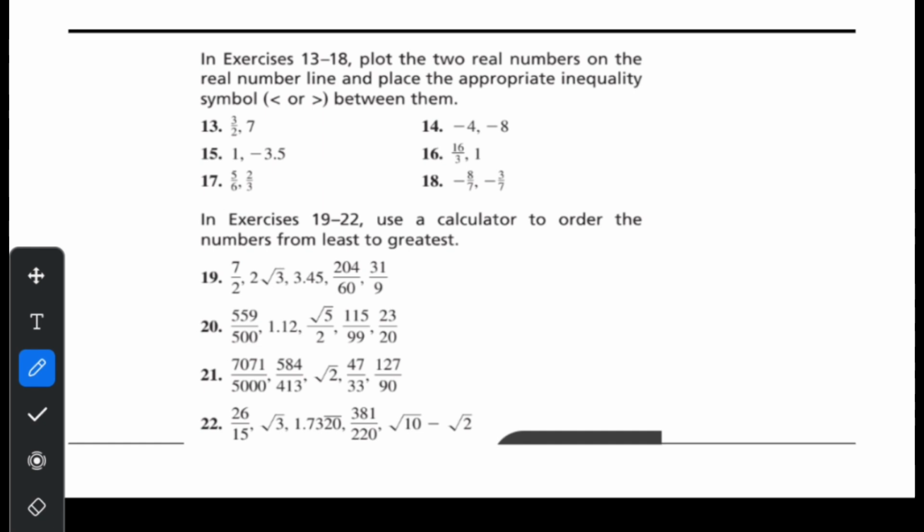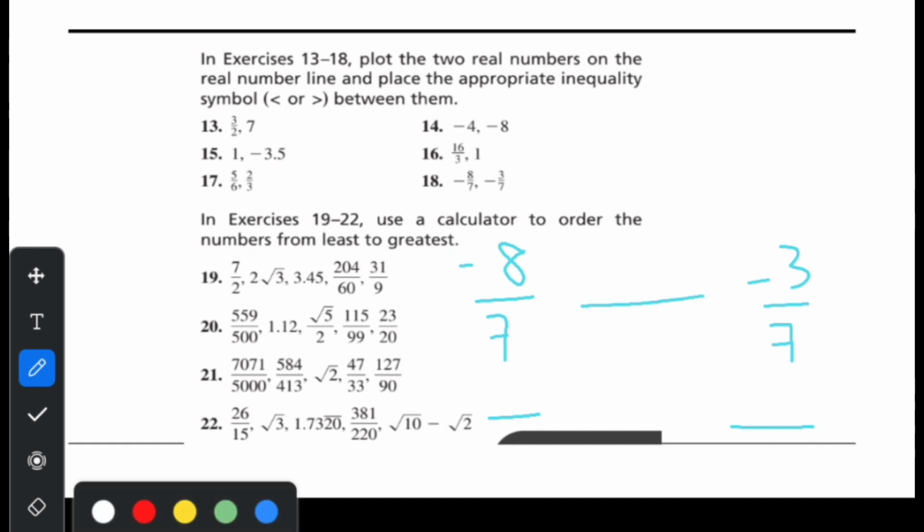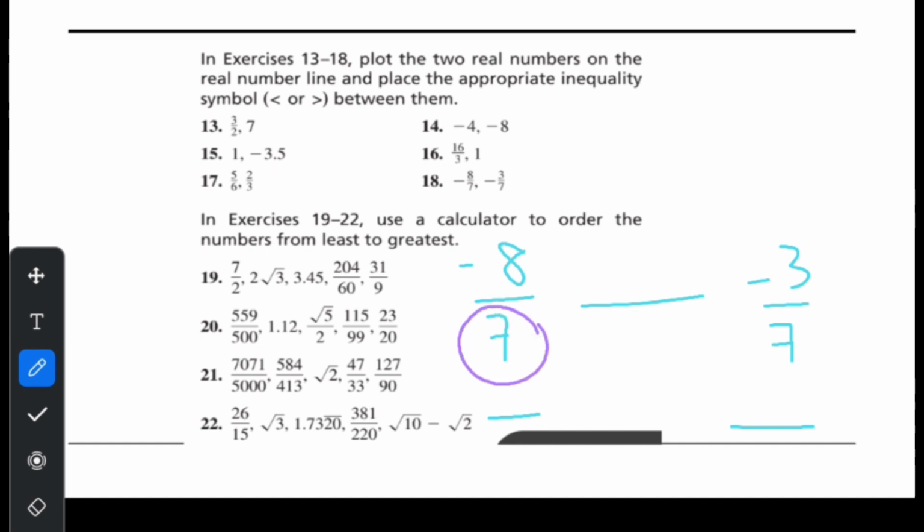Question number 18. Now in question number 18, both the values are fractions. So there are two ways to solve them. First is to convert them into decimal numbers so that you can find out which number is greater and which one is smaller. And the other way is to check the denominator. If the denominators are same, like in this case both the denominators are same, so we only need to check the numerators. And we'll apply the same rule as I have explained in the previous question.